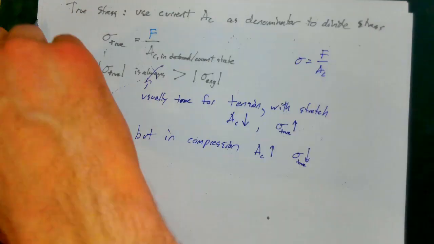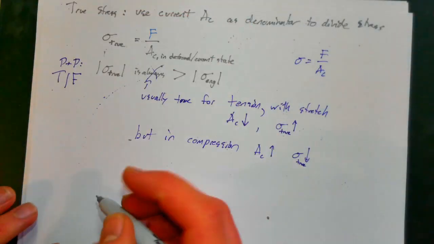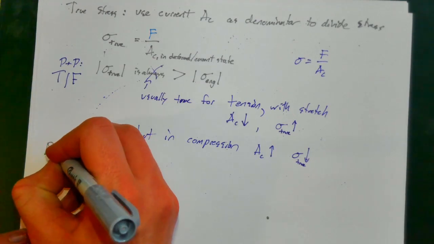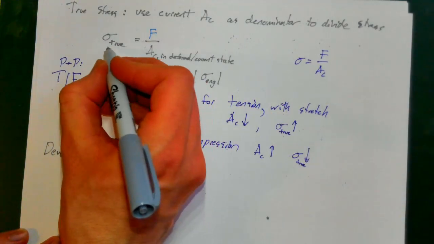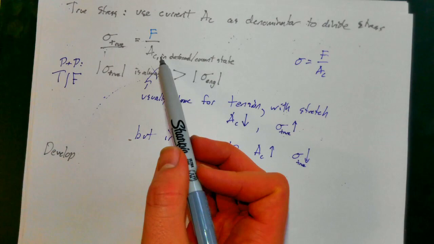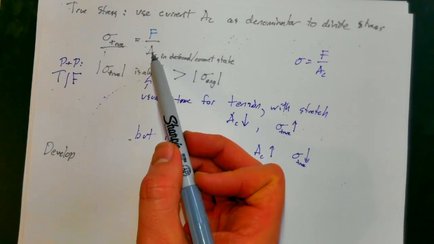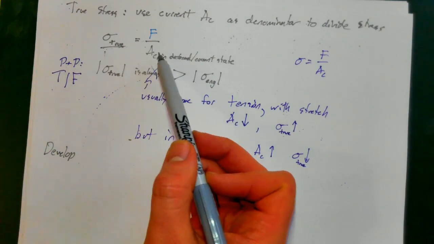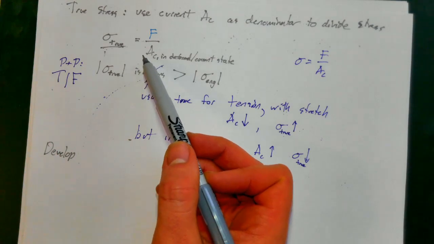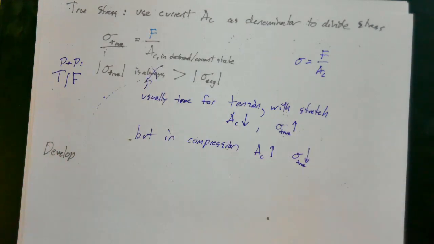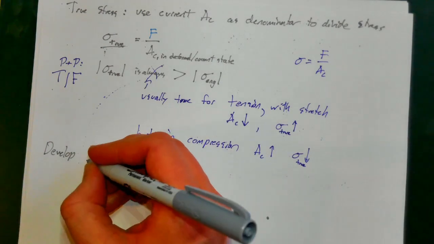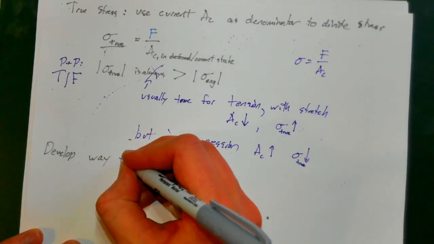Now, let's try to develop a way to predict what this true stress is. Wouldn't it be nice if we had some way to predict what the cross-sectional area is going to be? If we could predict the cross-sectional area, then we could predict what the true stress is going to be. So we want to develop a way to predict.